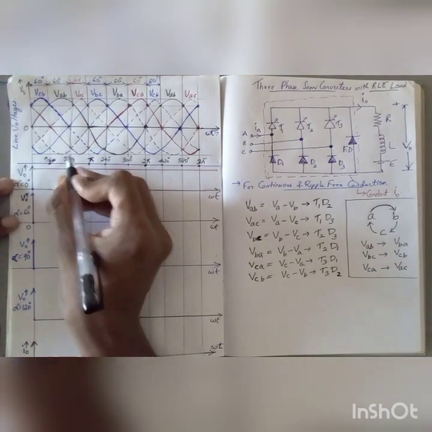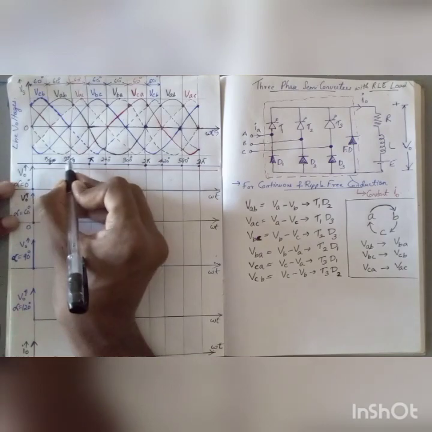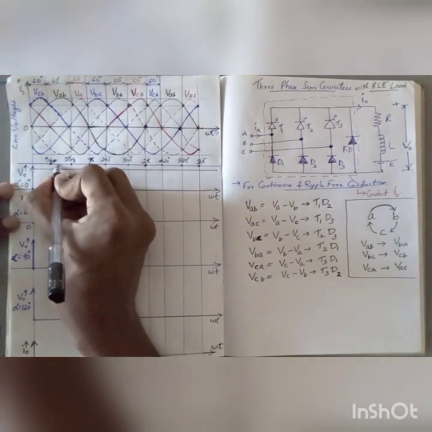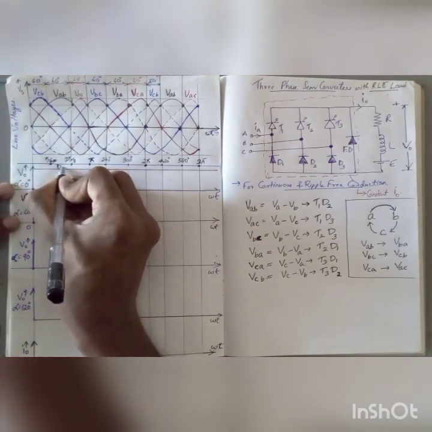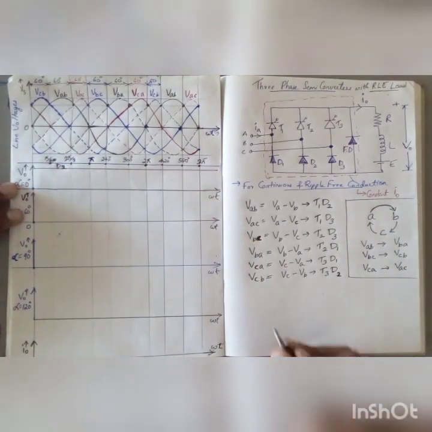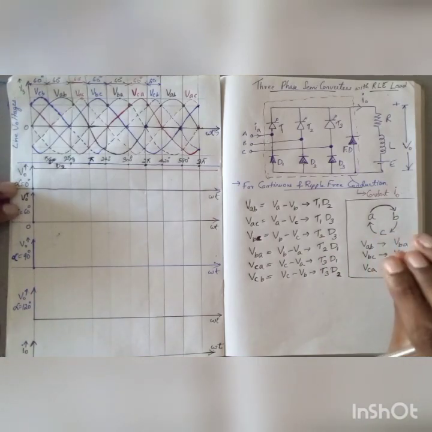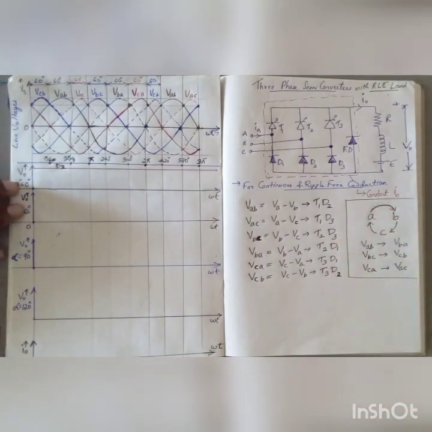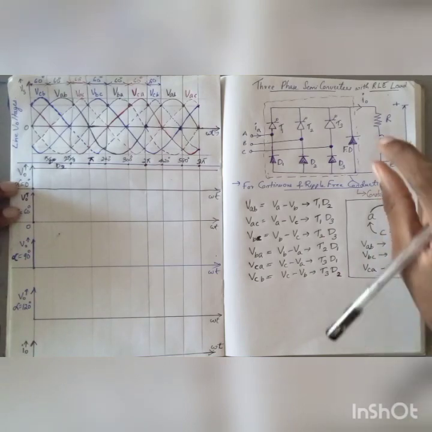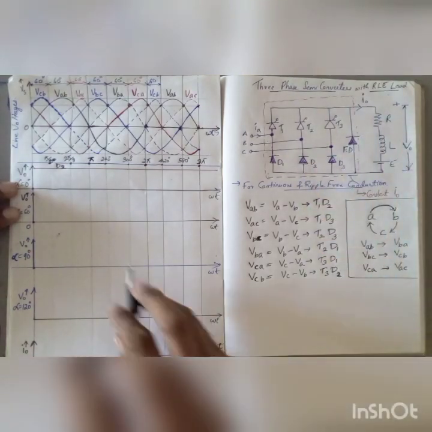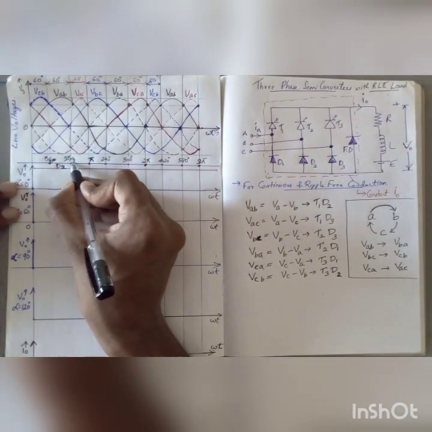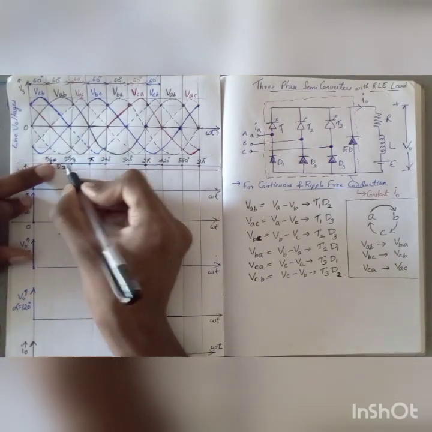That is a very important point. From 60 degrees to 120 degrees, my D2 will be conducting. They are not in forward blocking mode. Since they are ideal diodes, they will be conducting whenever B becomes negative. So from 60 to 120 degrees, D2 will be conducting.